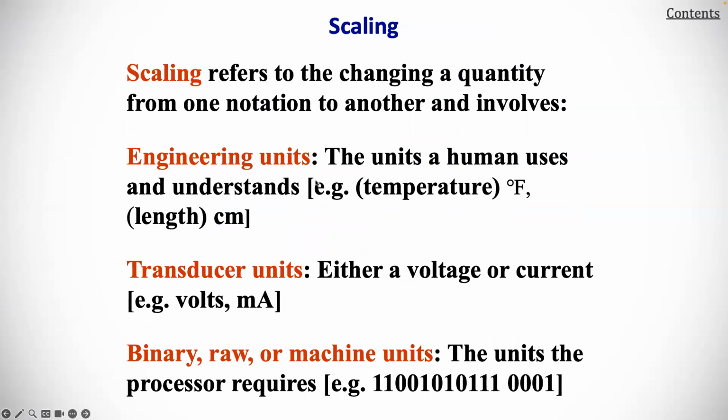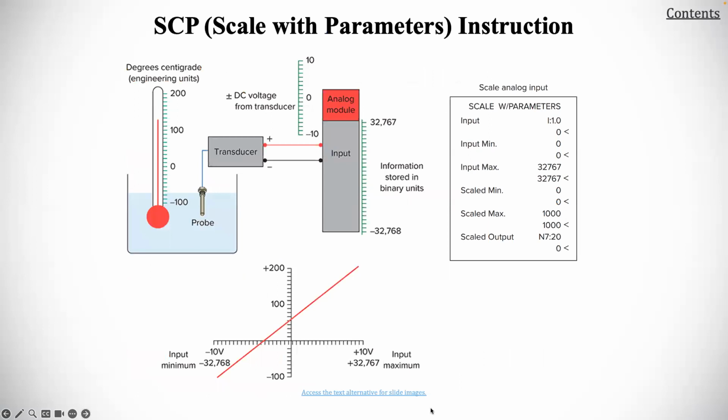We can have scaling. Scaling refers to changing a quantity from one notation to another, and it involves engineering units, the units a human uses and understands, such as temperature or length. You can have transducer units, which are either a voltage or current. And finally, you can have binary, raw, or machine units, the units which a processor requires. What we're showing down here is basically a binary expression of something. For the controller, that would be the kind of way that it would like to see information.